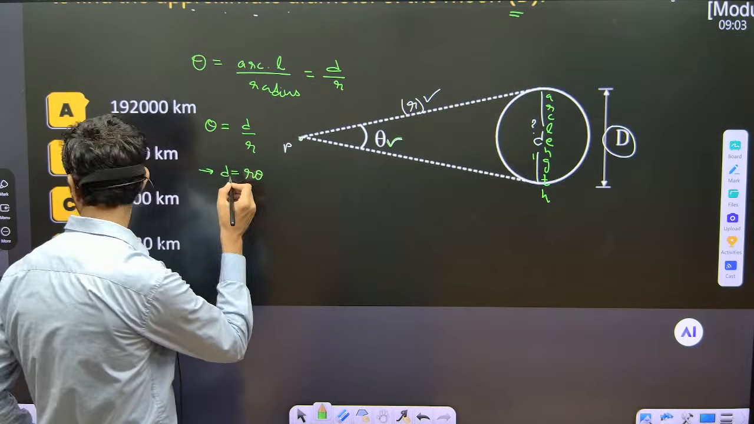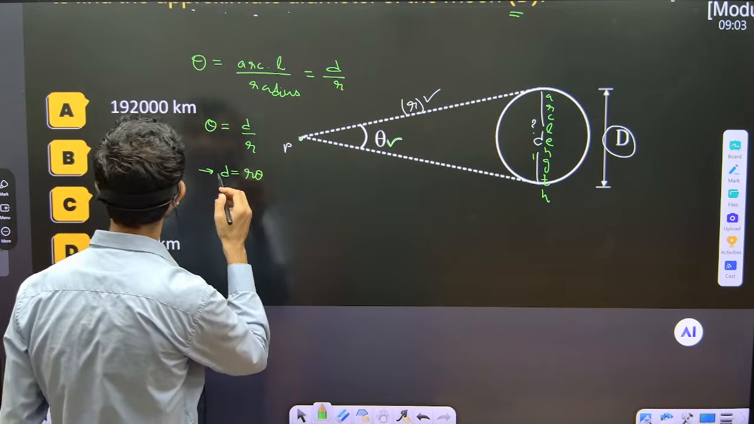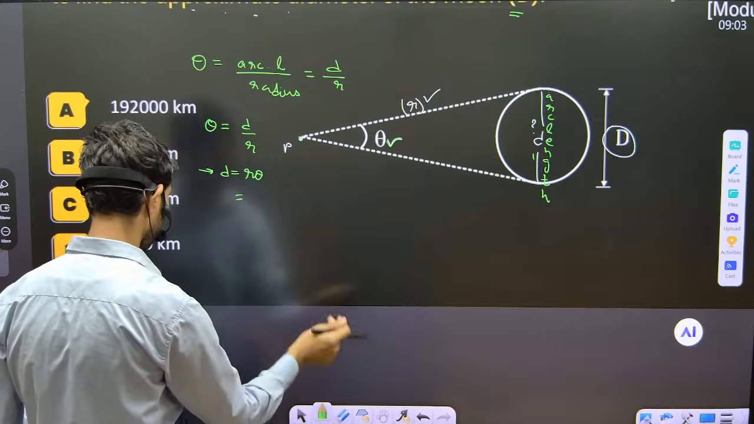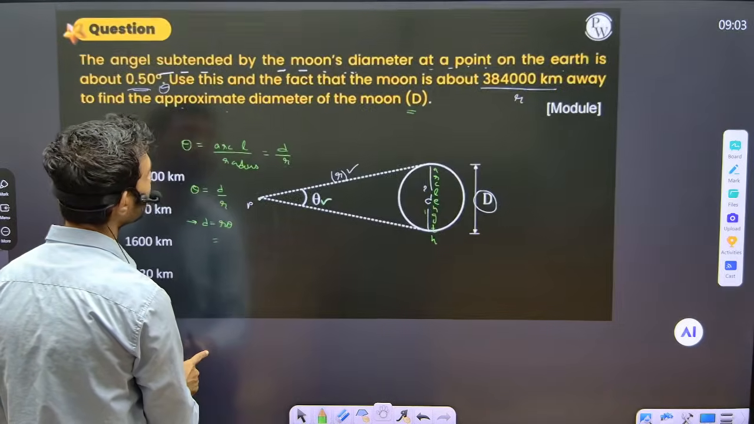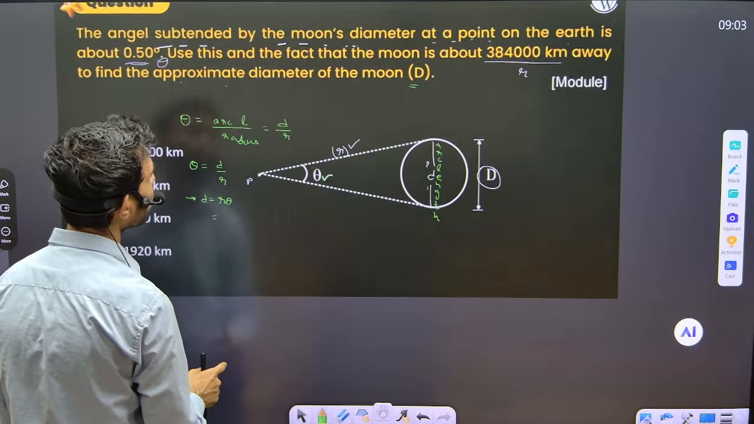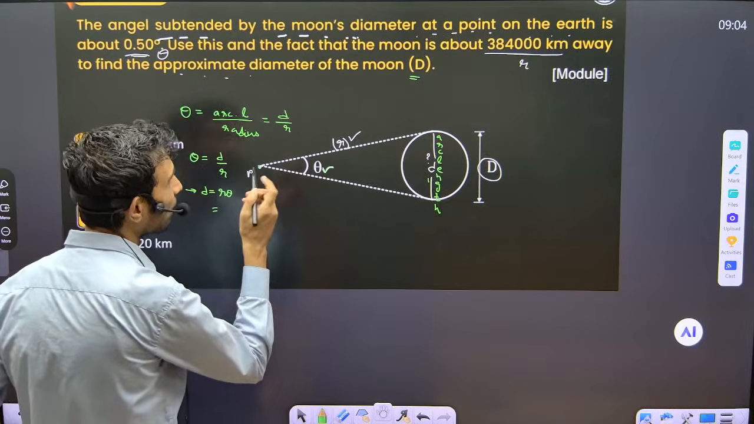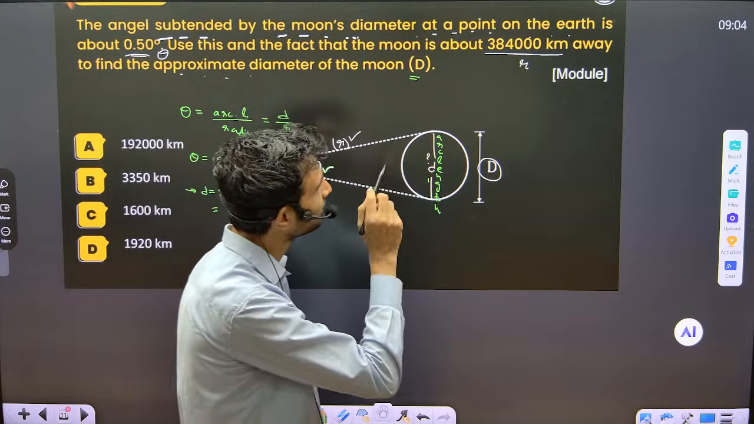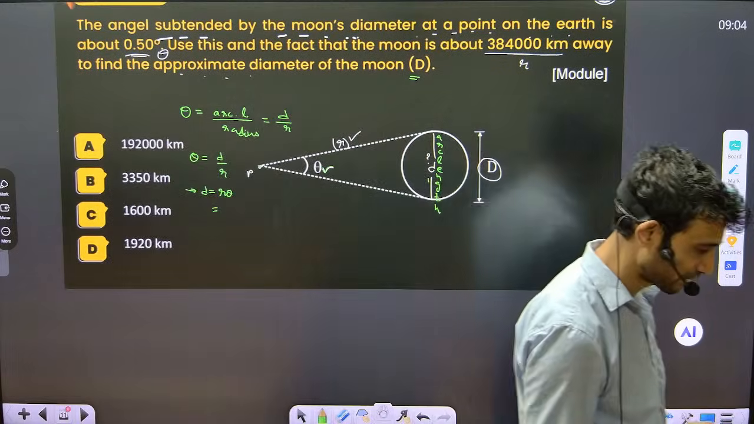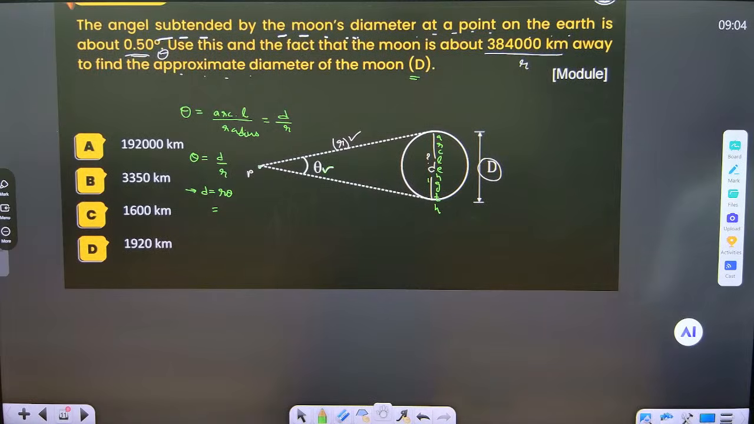So let's put the value of r. What is the value of r? Oh, one second. The value of r is given as 384,000 kilometers.